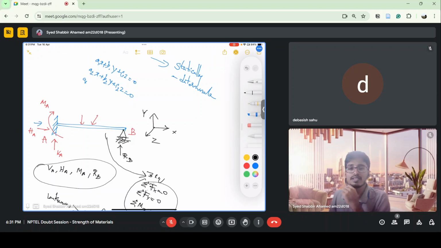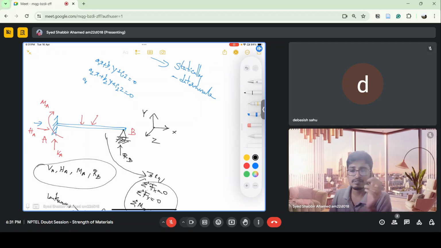So two more conditions, like you can get RA, VA, and MB. So a fixed beam is also statically indeterminate. These are safer, or rather more strong, than the statically determinate ones.